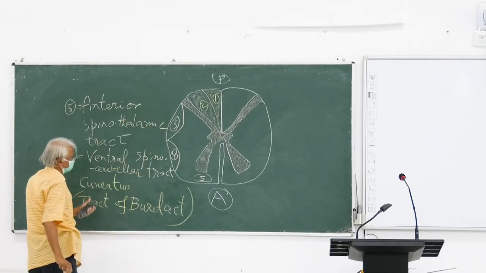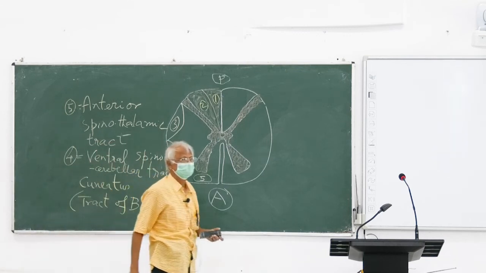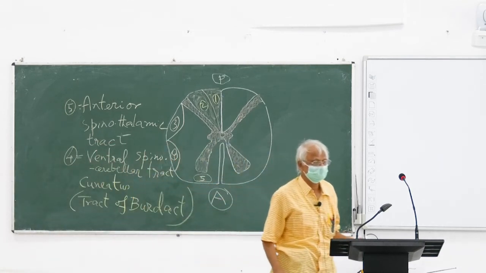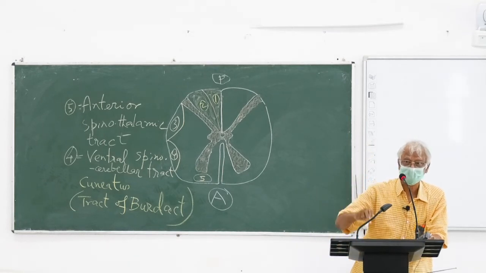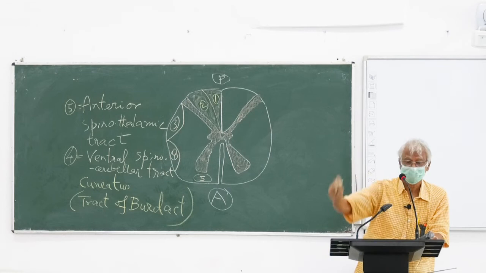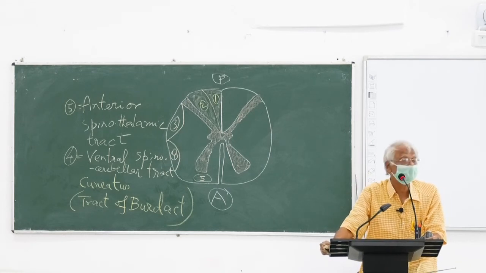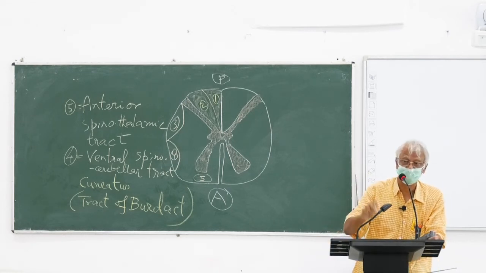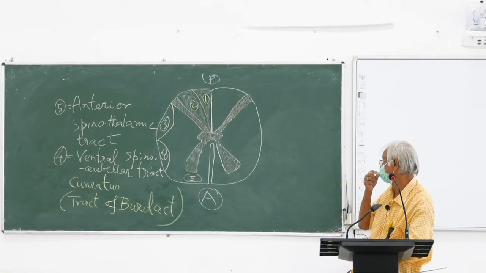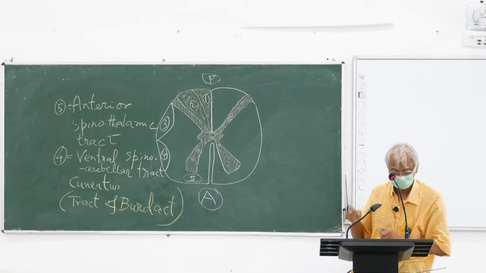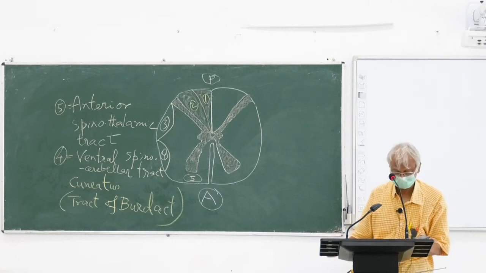As the name implies, you can easily understand that the dorsal spinocerebellar tract goes from the spinal cord to the cerebellum. Ventral spinocerebellar tract, same thing, spinal cord to cerebellum. Anterior spinothalamic tract, spinal cord to thalamus.